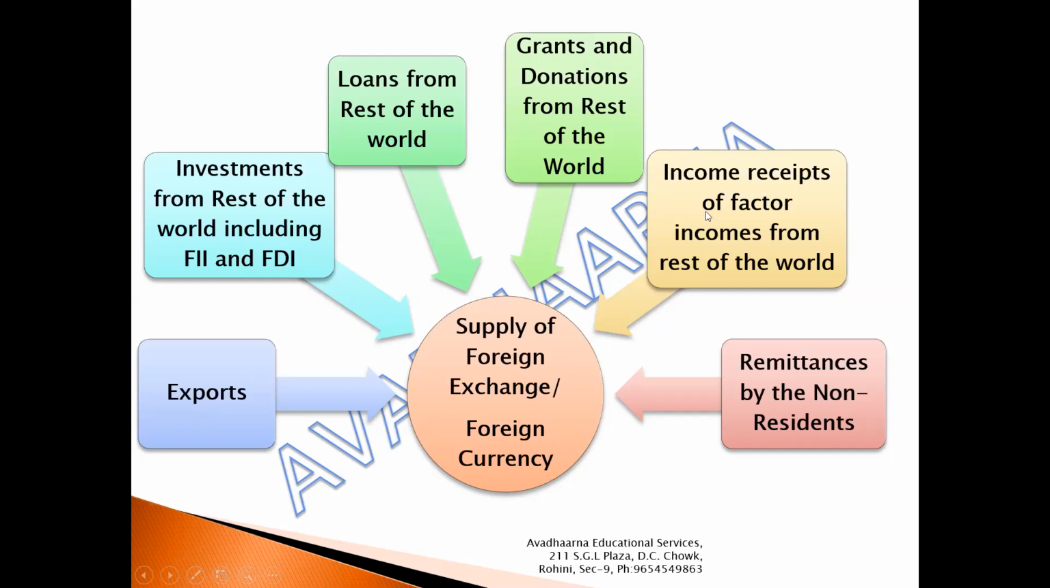Income receipts or factor income from the rest of the world, that is, supply of foreign exchange increases in the form of gifts and other remittances from abroad. That is our last item, remittances by the non-resident. Fine. So all these are going to increase the supply of foreign exchange or foreign currency in our economy.